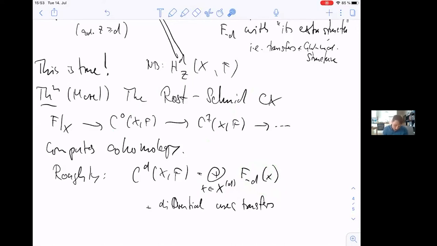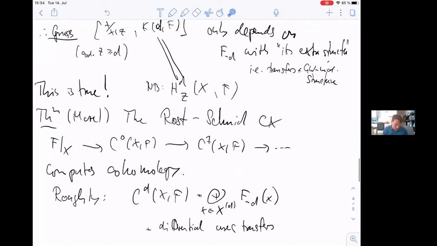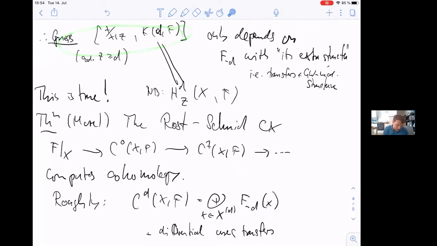And you can easily convince yourself that also this differential, which has some explicit form, where you pull back to here, and you transfer, and you multiply, and it's a big mess, but you never use anything which is not already encoded in F minus D. And that's how you see that this topological guess turns out to be true. So now what was Sean's question?